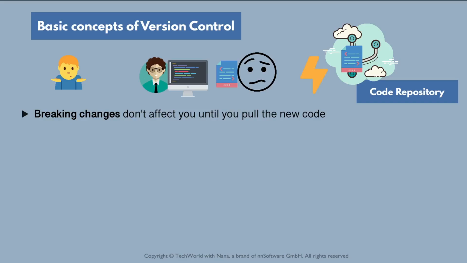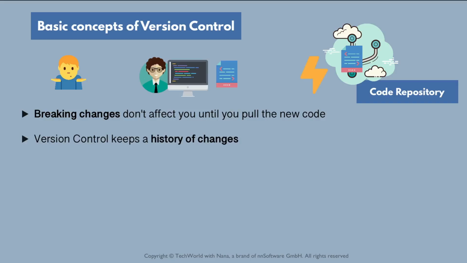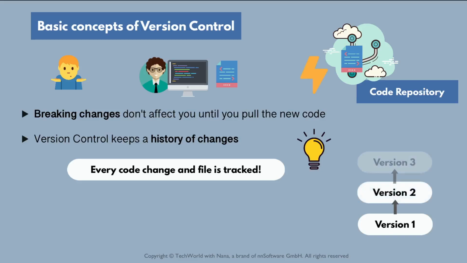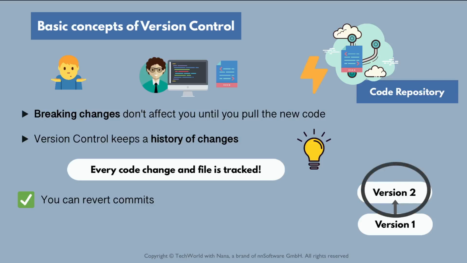But no need to panic. Version control keeps a history of the changes to the repository. So every code change in every file is tracked in Git. Every change committed by a dev team member is a new history item. And the good thing is that you can revert the commits, or you can simply go back to the previous version of the repository anytime. That's where the name version control comes from.